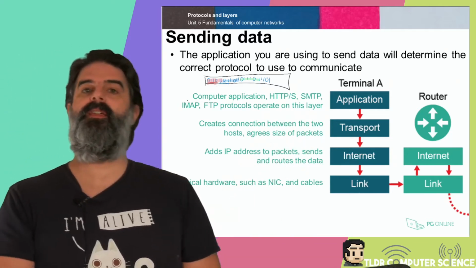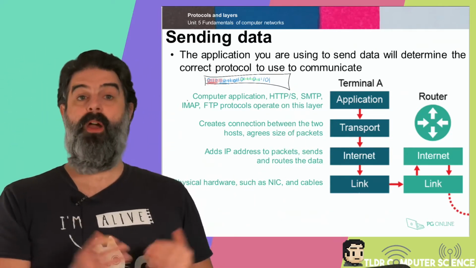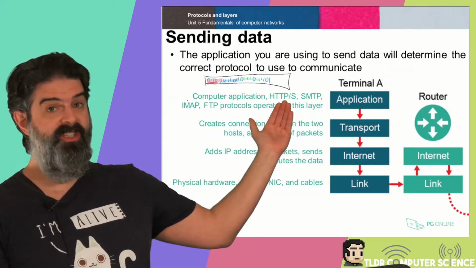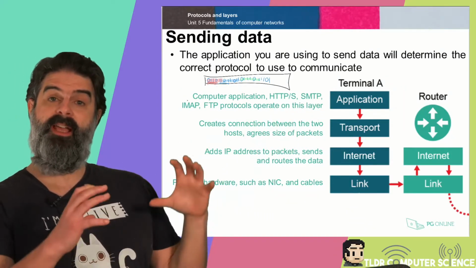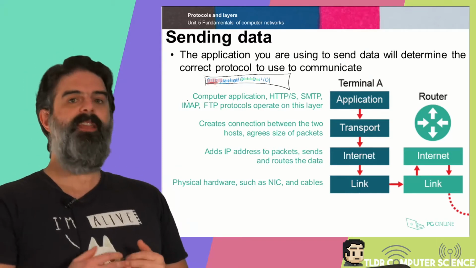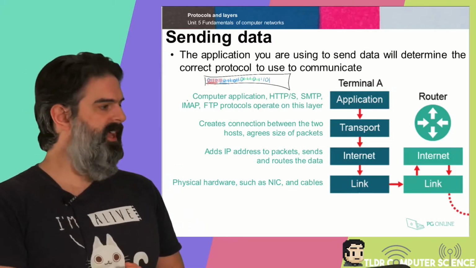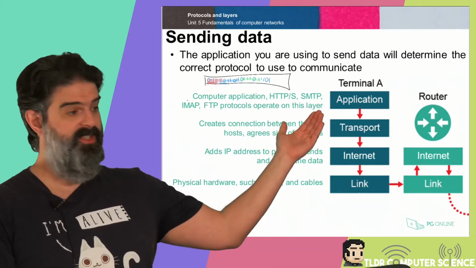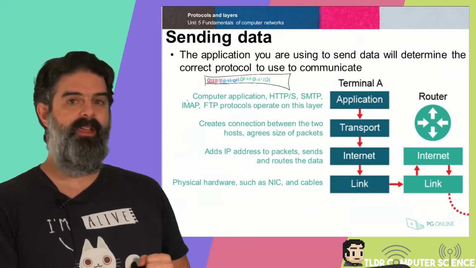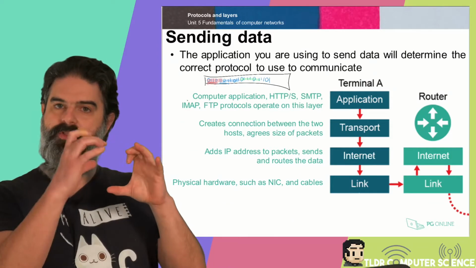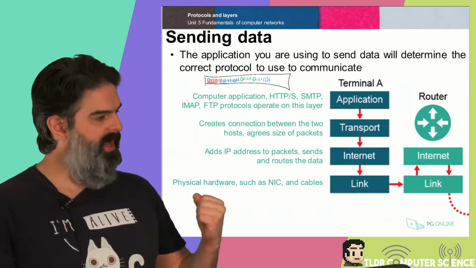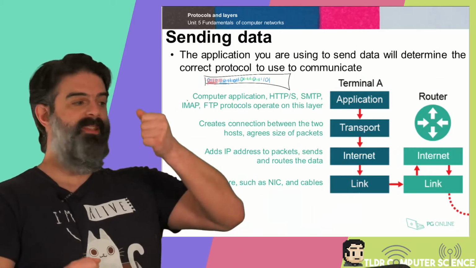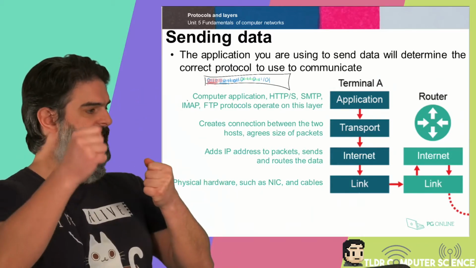So let's say you're downloading a web page. Well, the first thing that has to happen is that the HTTP or HTTPS protocol has to be attached to it. Let's say you're sending an email. The first thing that has to happen is the SMTP protocol gets attached to it. So at the application layer, it's when those individual protocols you've just learned about get attached. What happens next? Well, next is transport.